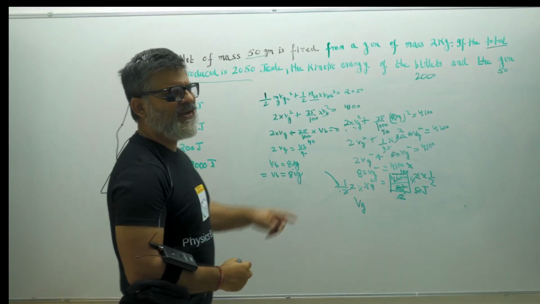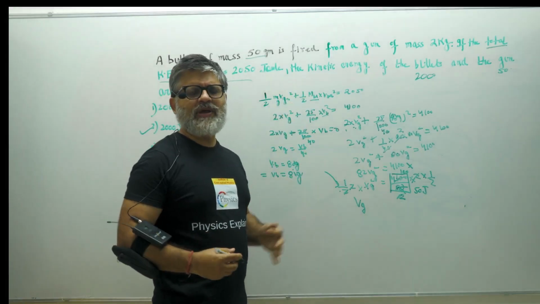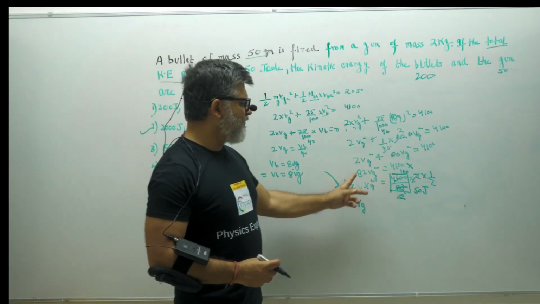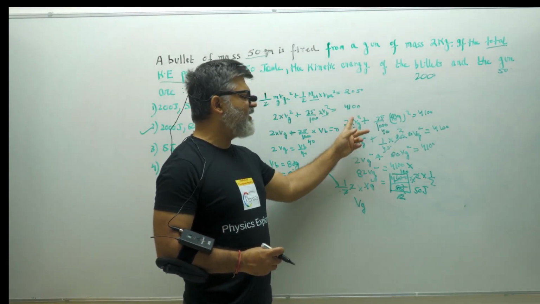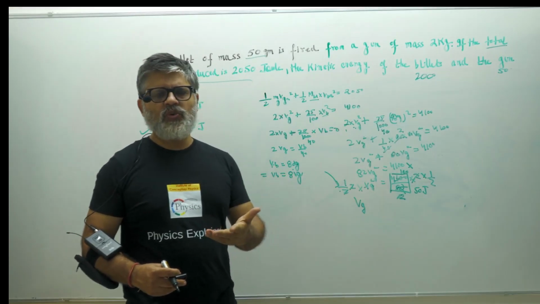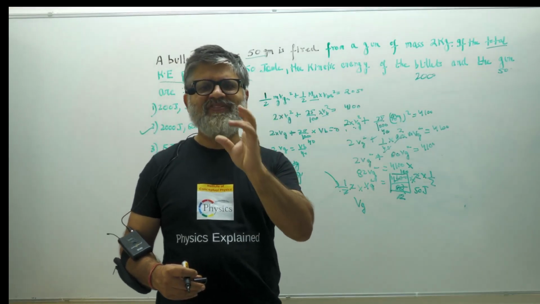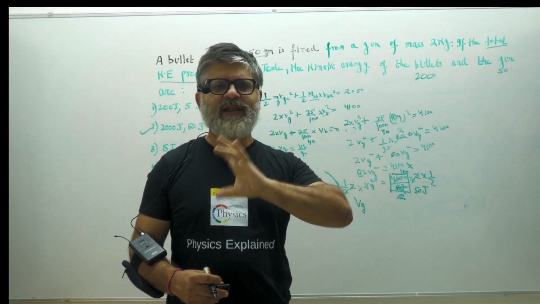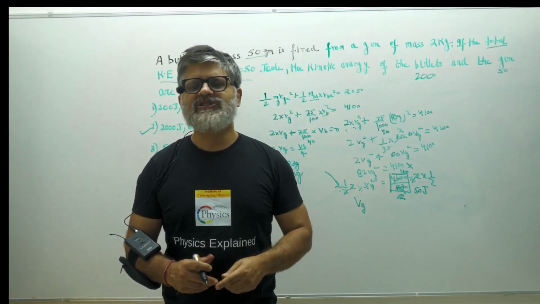So we had no reason to calculate velocity because it was sufficient for us to calculate Vg square. If we get a Vg square, we know half m Vg square, right? So I just multiplied both the sides with the mass of the gun.